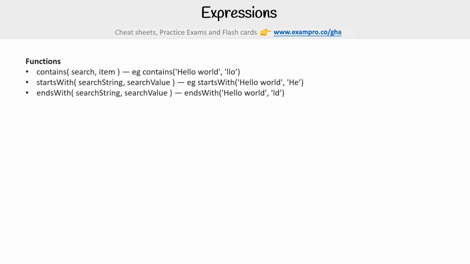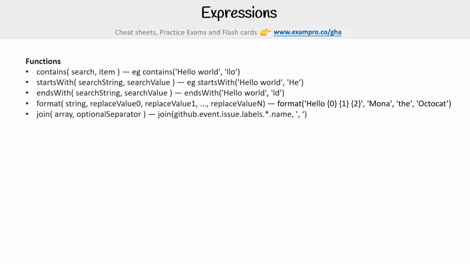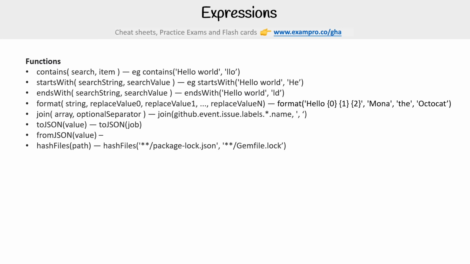Let's take a look here at expressions, which are basically built-in functions that you can utilize within your workflows. There are other things besides just functions, but I think these are the most important. The first are mostly string functions: contains, starts with, ends with, format if you want to change the format, join if you want to join a string, to JSON, from JSON, and hash files, which just makes a hash of files. Then you have status check functions, whether things are successful or not. Hopefully that is clear, and we'll see you in the next one, okay? Ciao.